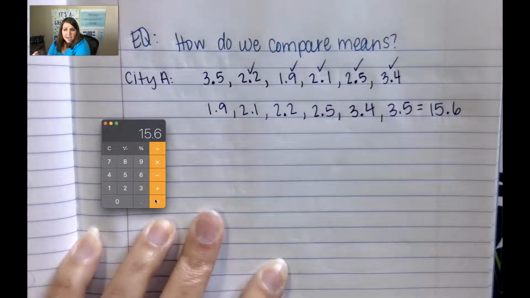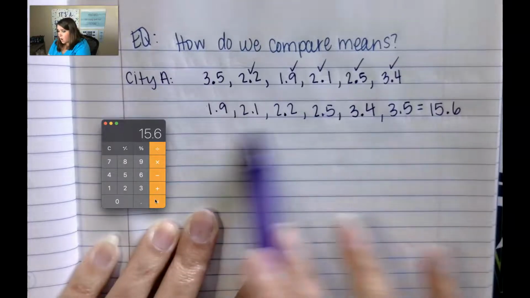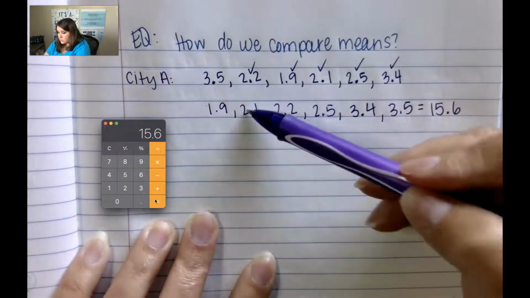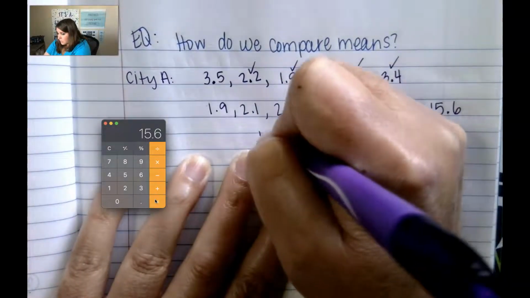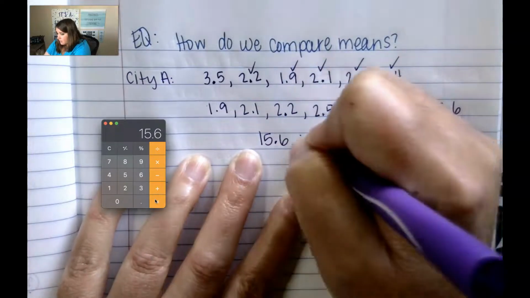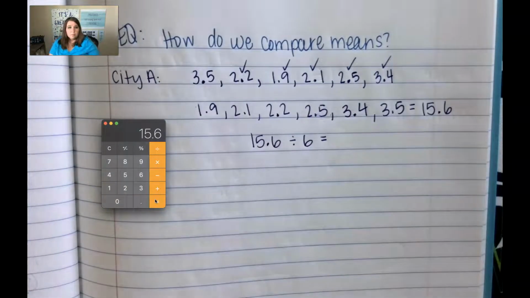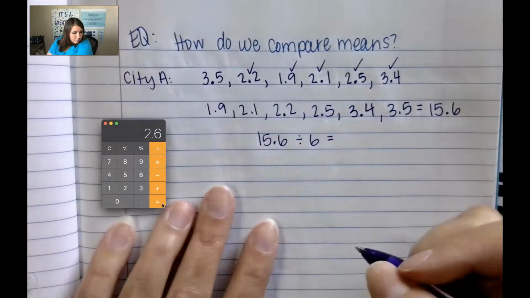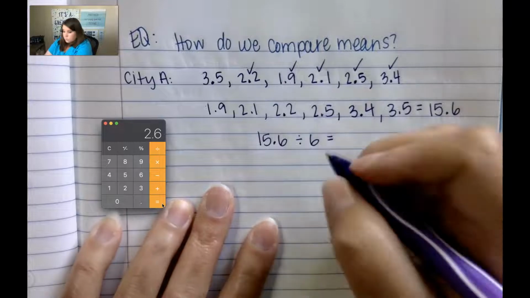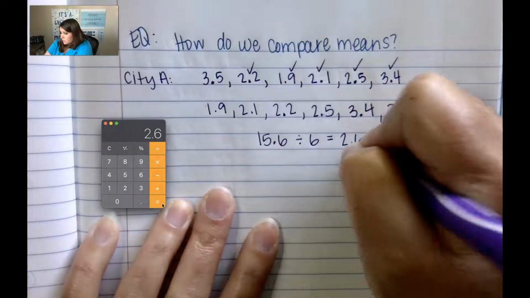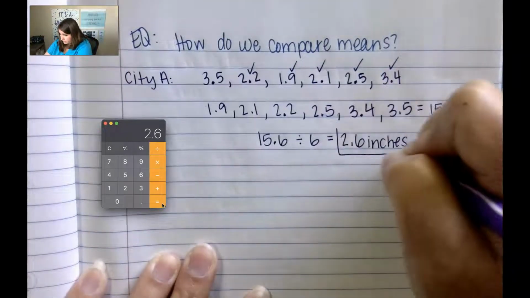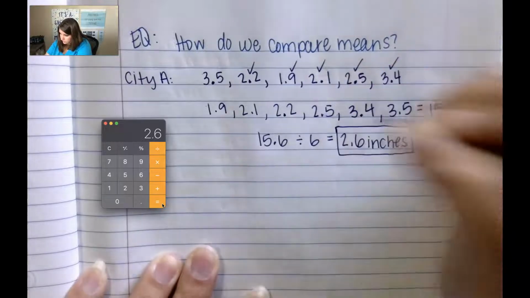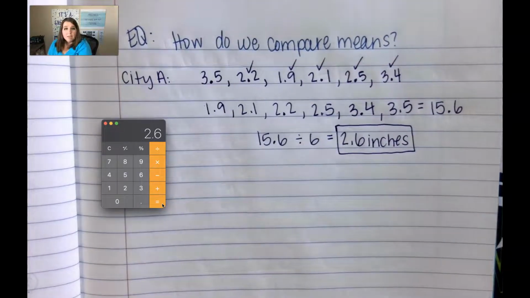We want to find the average. This is not the average. It does not fall within that range. So 1, 2, 3, 4, 5, 6. So we're going to take 15.6. We're going to divide that by 6. And that is going to give us our average rainfall. Your average rainfall is 2.6 inches for City A. So that is the mean.